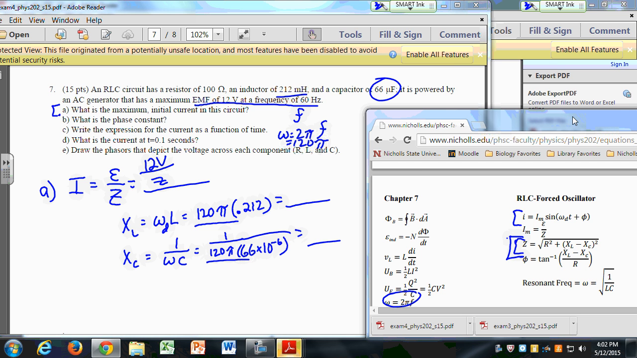And then if you want to know the phase constant, you just take that XL and XC, those reactances, and find the phase angle. And then once you get that, you can write the expression like here.